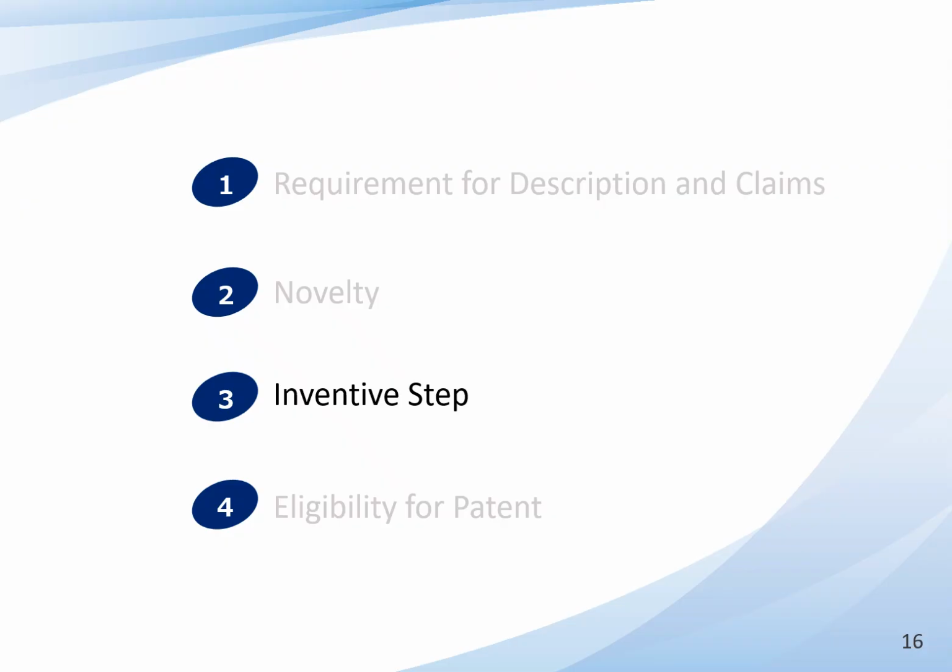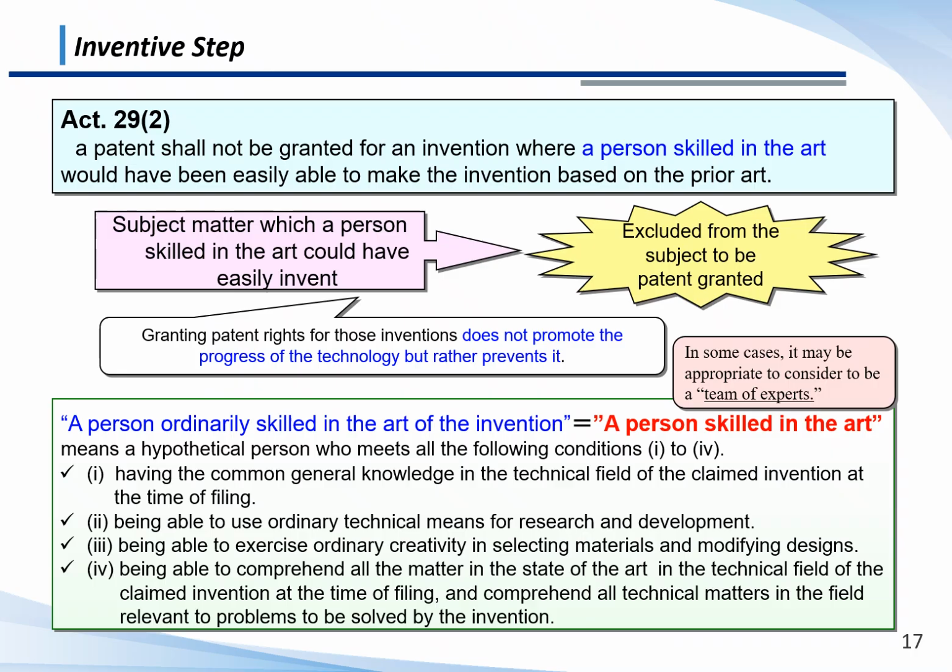In Chapter 3, we will look at Inventive Step. Article 29, Paragraph 2 of the Patent Act states that a patent shall not be granted for an invention where, prior to the filing of the patent application, a person ordinarily skilled in the art of the invention would have easily been able to make the invention based on the prior art. This is because granting patent rights for inventions that could have easily been made does not promote the progress of the technology but rather prevents it.